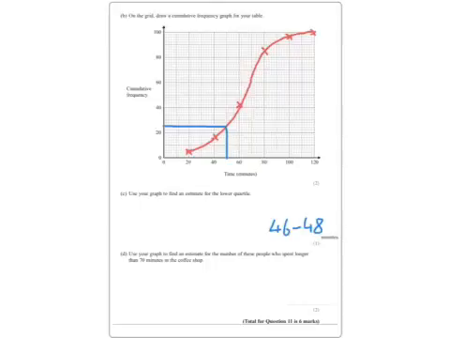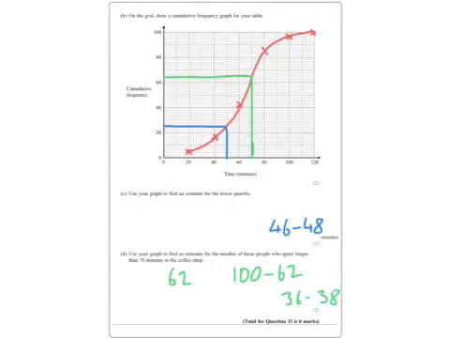Use your graph to find an estimate for the number of people who spent longer than 70 minutes in the coffee shop. So go to 70. Oops. There we go. And I'm going to go up to there and read across. Right. And I've got around 62 people up to that, so I need to do 100 minus that 62, and they give the parameters 36 to 38. I've got 38, perfect. So there you go.